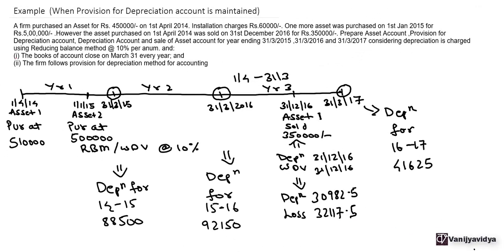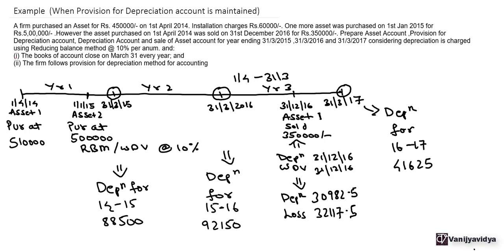Now here we are seeing the same example which we have already solved, wherein the depreciation was charged to the asset account. Now here we will see the alternative method of accounting for depreciation, that is, when a provision for depreciation account is maintained. So a firm purchased an asset for 4,50,000 on 1st April 2014.